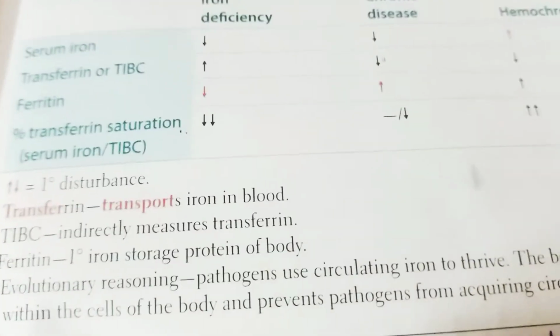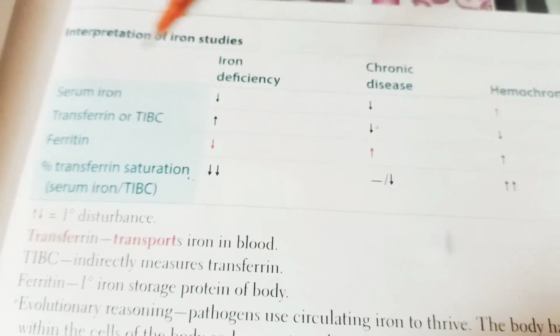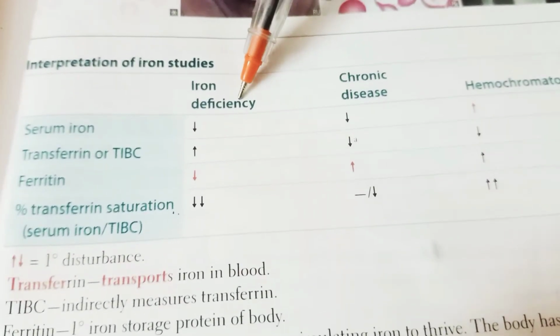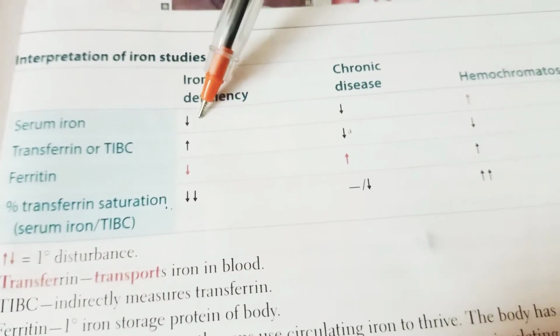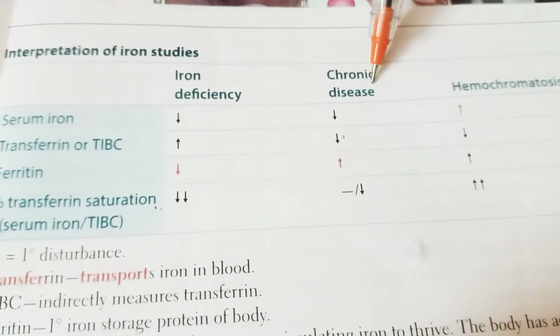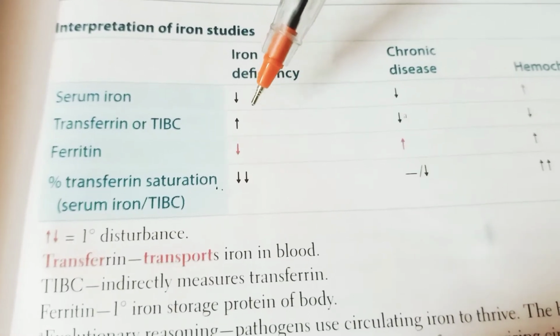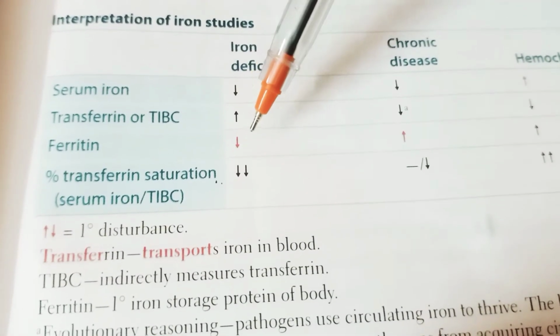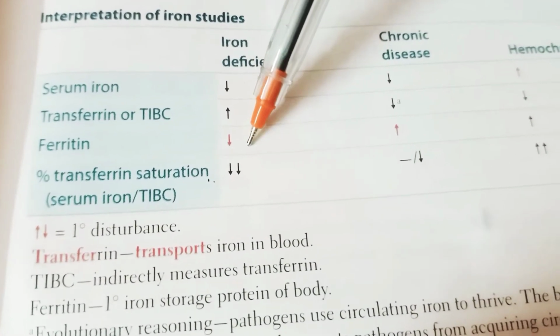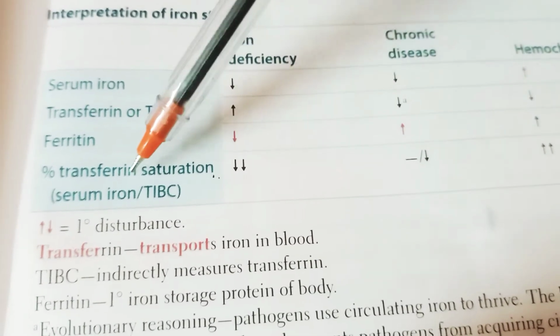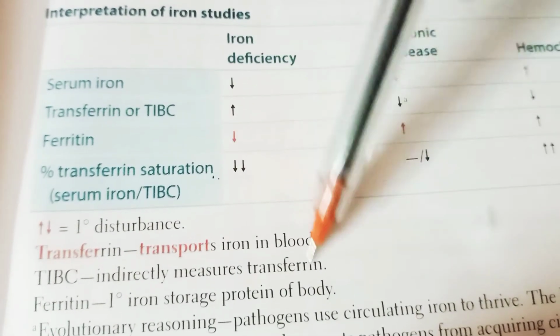Next, coming to interpretation of iron studies. In iron deficiency anemia, you can clearly understand there is low iron, so low serum iron, and chronic disease also. First we'll see about iron deficiency. Low iron, transferrin will be increased because of low serum ferritin, so transferrin will be increased. Ferritin will be decreased because already low iron. Percent saturation also will be decreased.